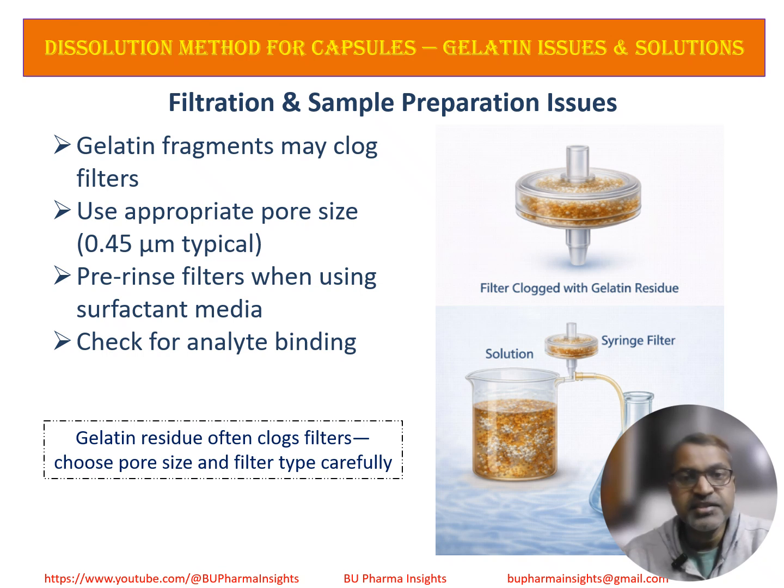Filter validation studies are essential in capsule dissolution testing. Gelatin fragments can clog filters and interfere with sample clarity. That's why choosing the right filter type is critical. Best practices: use hydrophilic filters to reduce gelatin fouling. Typical pore size 0.45 micron. Pre-rinse the filter when using surfactant-containing media. Always check for analyte binding to the filter. Remember, a poor filter choice can cause false low results. Validate your filter, protect your data.